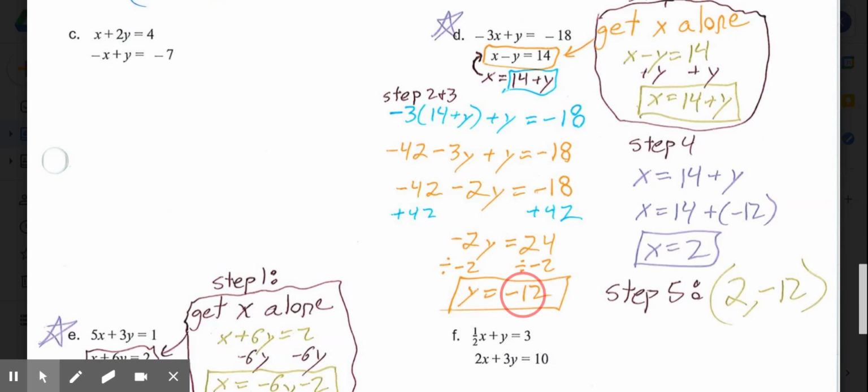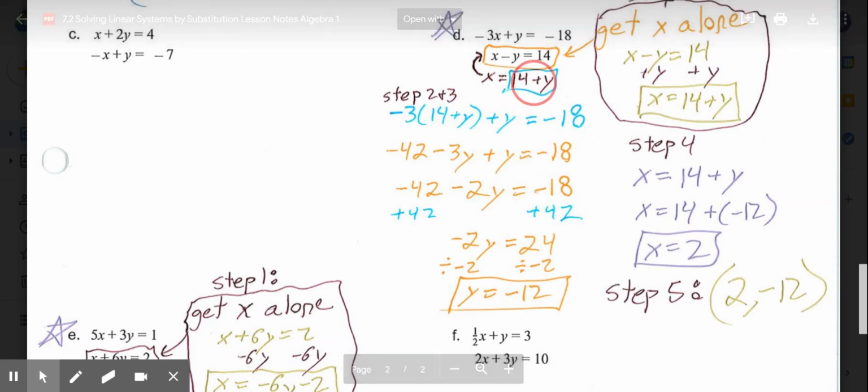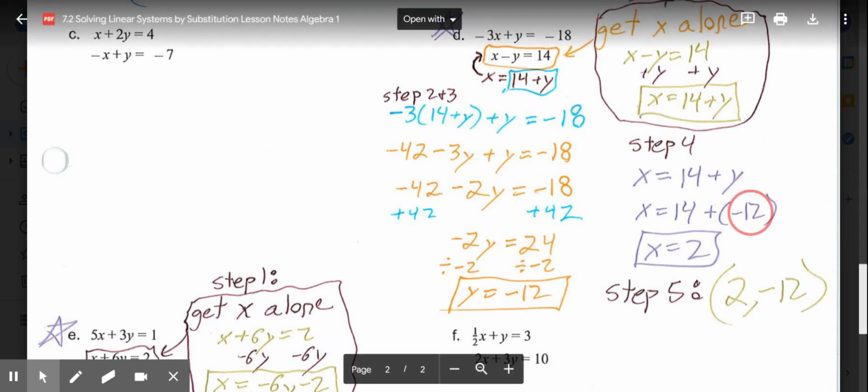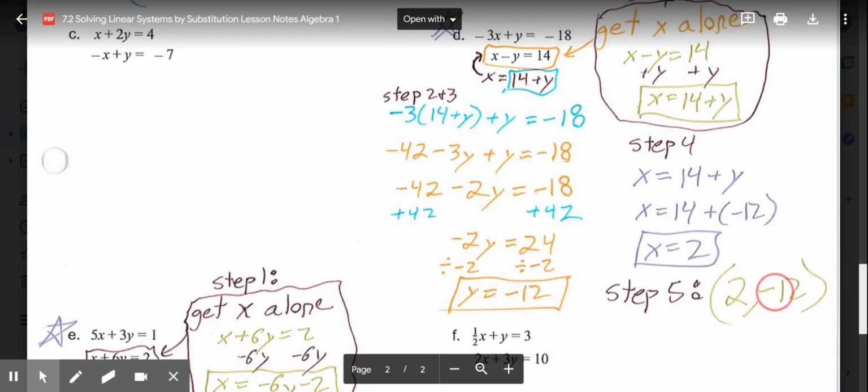Now I'm going to take that information, y equals negative 12, and use the negative 12 to substitute for y in our other equation. So our equation was x equals 14 plus y, so we're putting the negative 12 in for y. 14 plus a negative 12 means x equals 2. So our ordered pair answer, remember always x then y, would be 2, negative 12.